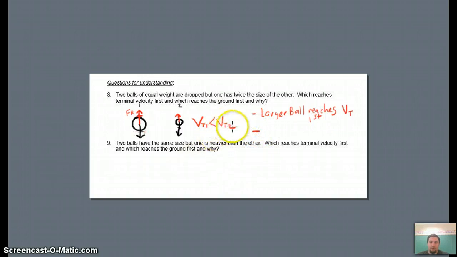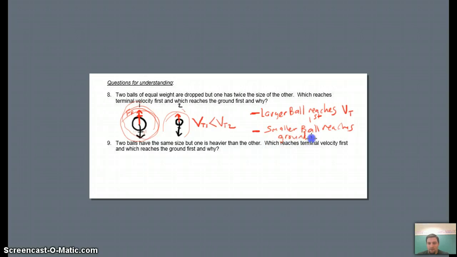Which one will reach the ground first? Well, you've got to ask yourself, since ball 1 is moving at a constant speed, ball 2 is still accelerating because the weight force is greater than the resistance force. Ball 2 will get to a higher speed, and because of this, it will reach the ground first. So the smaller ball reaches the ground first.